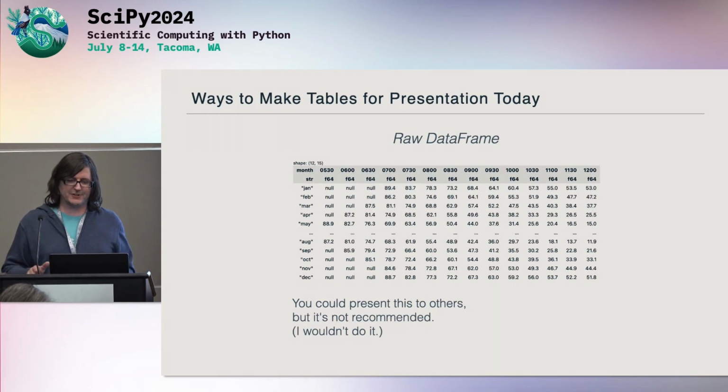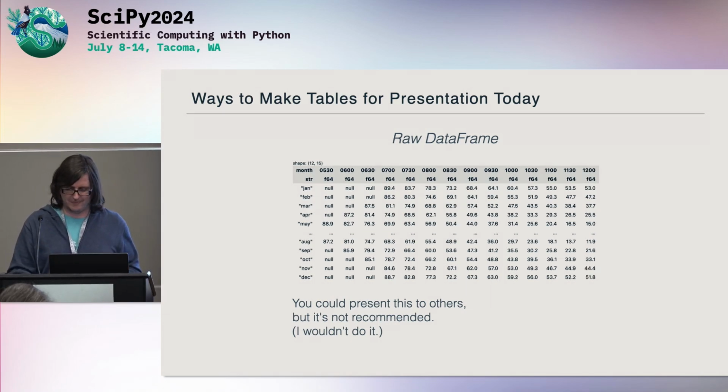So how do we make tables today? Okay, so we could do this. Raw data frame, give it to somebody. Maybe it's fine. Probably it isn't. I don't recommend it. I wouldn't do it because you can't even see all the data, for one thing. And it looks kind of not so great.